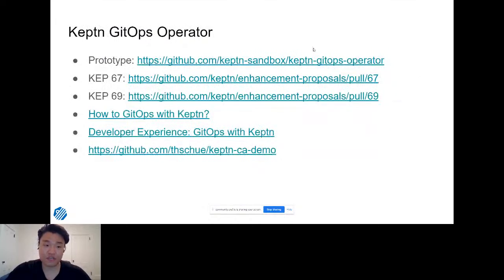Which brings us to the Keptn GitOps operator. This is the prototype that was built by Thomas. There's a lot of documentation and discussion on these keps, as well as the linked operator itself. And this is actually what I'm building on top of for my project. As well, there are some resources on specific videos and developer talks that Thomas gave that are linked here as well.